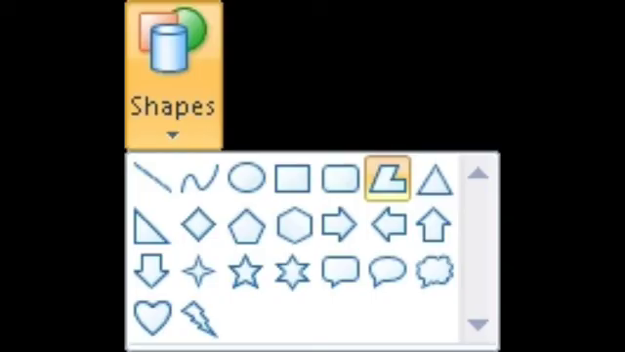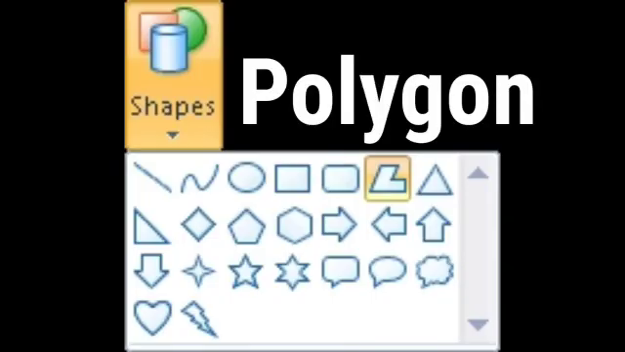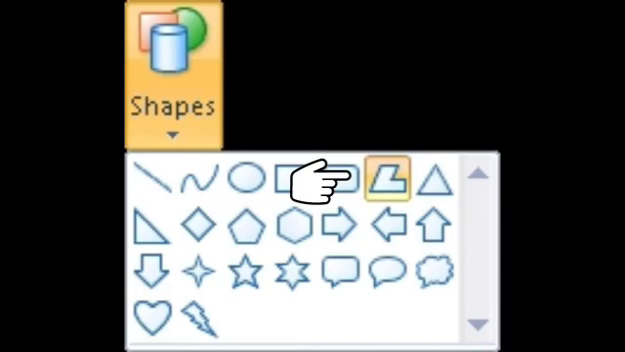First you have to see the polygon shape. What is a polygon shape? Let us see. A polygon is a shape with 3 or more sides. You can draw one side of the polygon at a time.